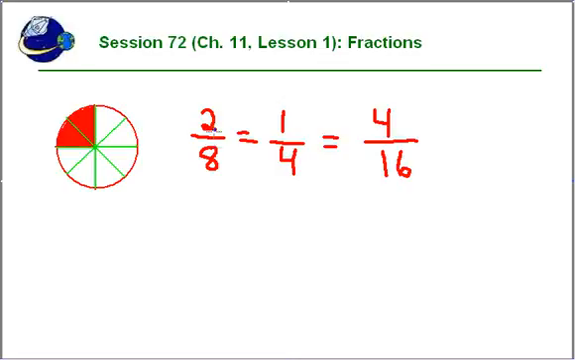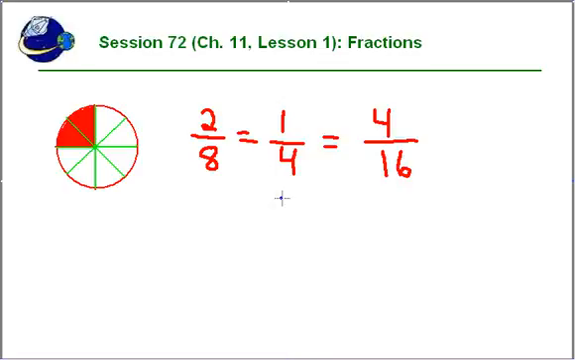What did we have to do to our 8 to get to 4? We're comparing this denominator with this denominator. We had to divide it by 2. 8 divided by 2 is 4. So if we divide the bottom by 2, we also have to divide the top by 2. 2 divided by 2 equals 1. So here, we divided the top and bottom by the same number.